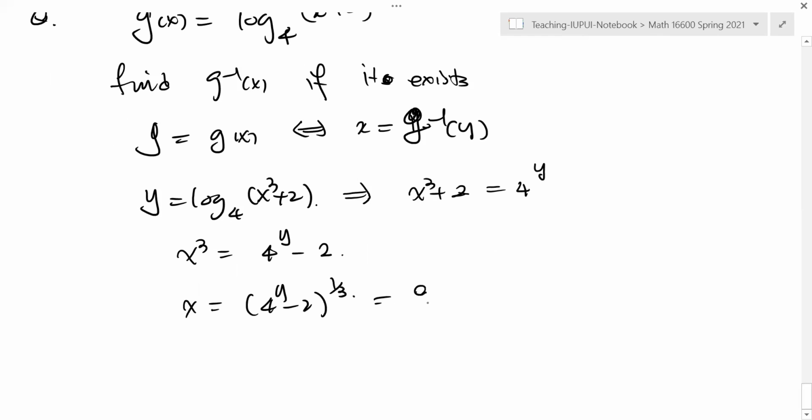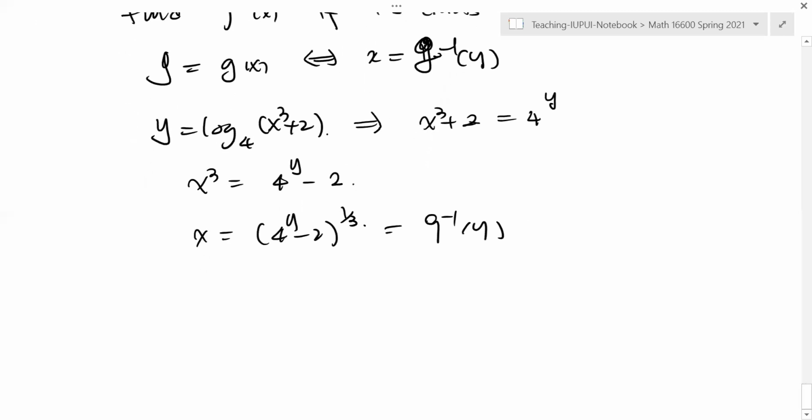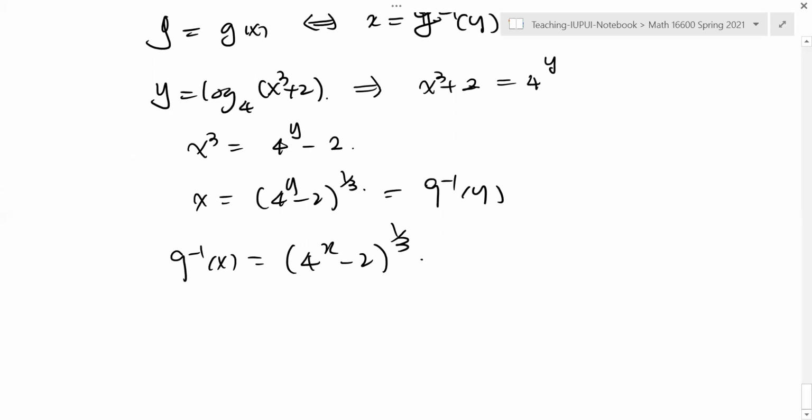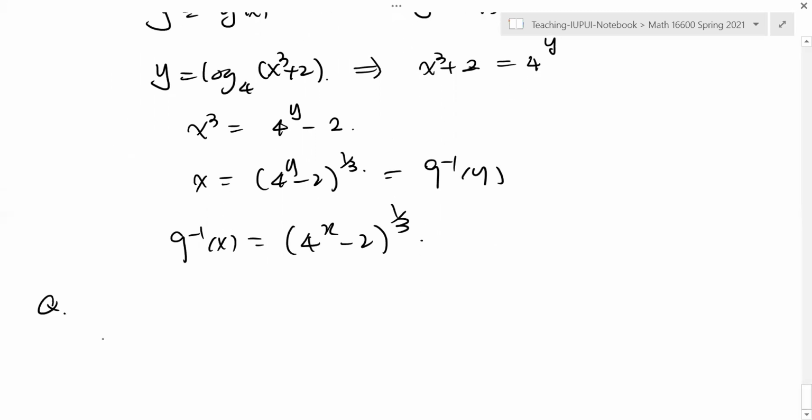So this is our inverse function, but in the variable y. Then you can write down this formula. Okay. All right, that's it. The next problem is natural log of x plus square root of x squared plus 1. Okay, let's try this.